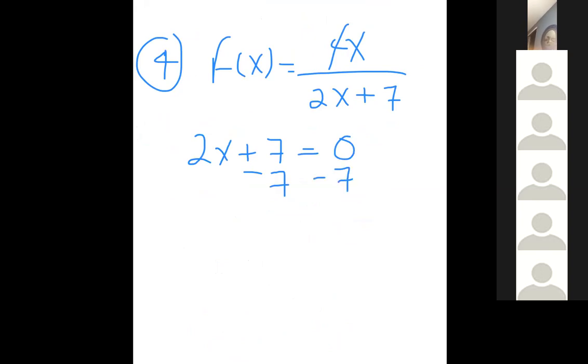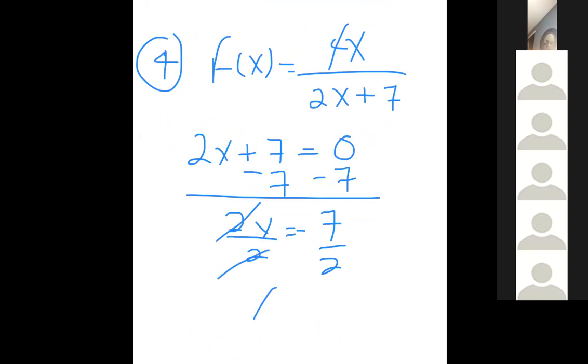See, I'm just solving the denominator, guys. 2x equals negative 7. That's an equal sign there. And then I divide both sides by 2. So the value that will make the denominator 0 is negative 7 over 2. And since it's going to make the denominator 0, you want to restrict it from being in the domain of this function. And yes, guys, you will definitely see this on the final exam. Absolutely.